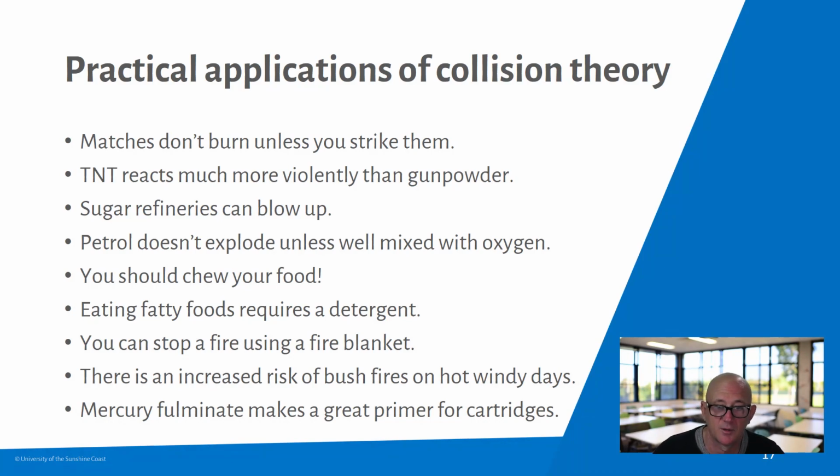And last one, I've got mercury fulminate. That was the main primer used in things like rifle cartridges, etc. As you know, all you need to do is for a hammer to strike the primer in a cartridge, and then that will cause an explosion. The reason for that is because mercury fulminate actually has a very, very low activation energy, and so therefore you only need something as minor as a hit with a hammer in order for it to explode, which then causes the main charge in the cartridge to explode.